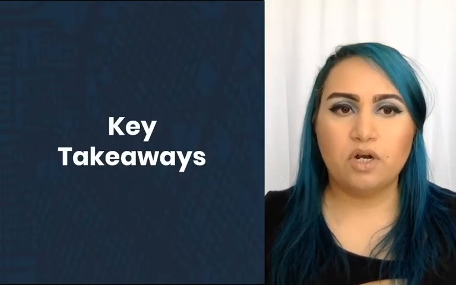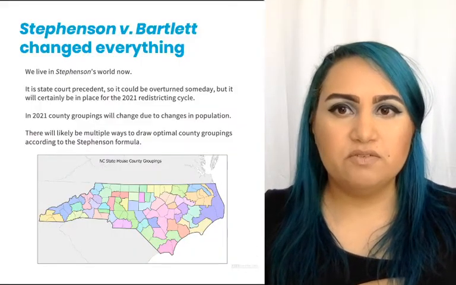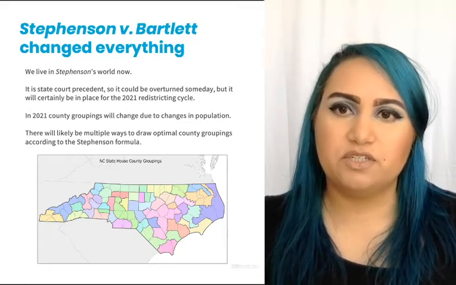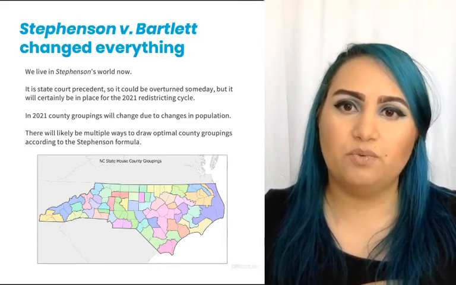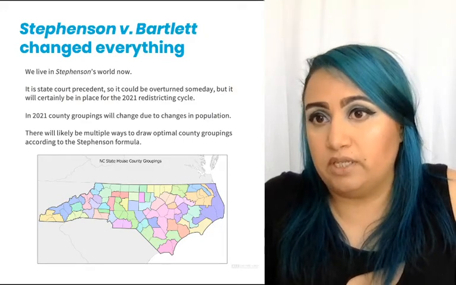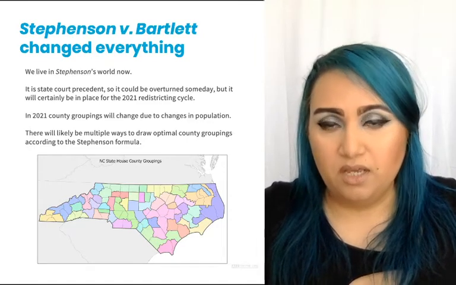All right, so what are the key takeaways from this? Stephenson versus Bartlett changed everything about how North Carolina draws its districts. We live in that Stephenson world. So it's a state court precedent, which means it could be overturned at some point, but it's definitely going to be in place in 2021.